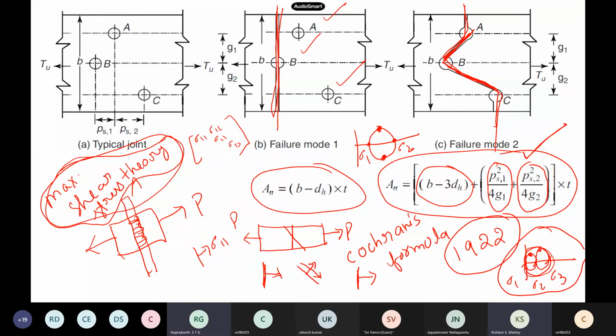Whichever you calculate, mode 2 or mode 1, I have got 2 areas. So which one will you use? Which plane will it fail? At the plane wherever the area is? No. So which plane will it fail? The failure mode with the least area, mode 1 or whichever one is the least area. That's all. Okay. So that is how we have to calculate.